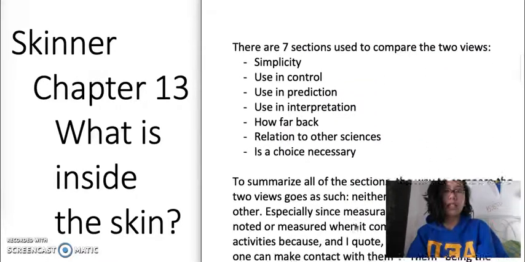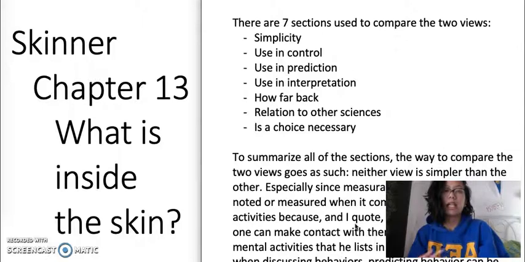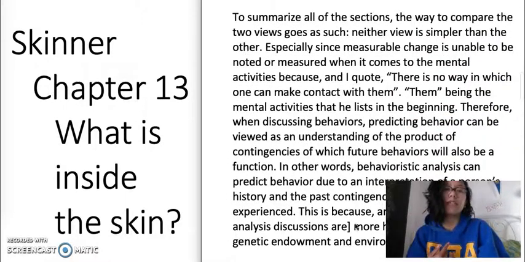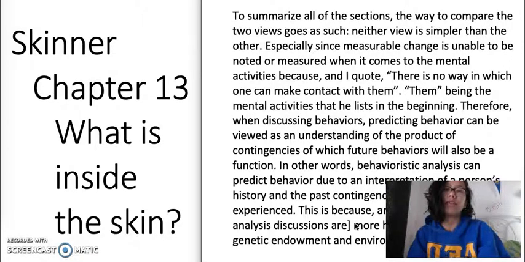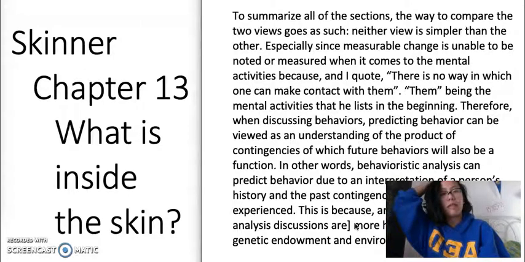There are 7 sections used to compare the two views: simplicity, use in control, use in prediction, use in interpretation, how far back, relation to other sciences, and is choice necessary. To summarize all of the sections, the way to compare the two views goes as such. Neither view is simpler than the other, especially since measurable change is unable to be noted or measured when it comes to the mental activities, because, and I quote, "there is no way in which one can make contact with them," being the mental activities that he lists in the beginning.